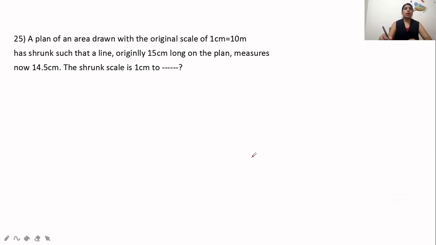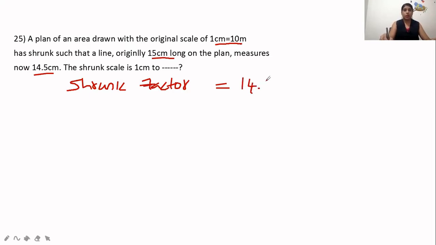Next question: a plan of an area drawn with an original scale 1 centimeter is equal to 10 meter has shrunk, so that a line originally 15 centimeter long on the plan measures now 14.5. I said several times, shrunk factor, just now also we have done that problem. Shrunk factor is the current length, that is 14.5, divided by the original, 15. As it is decimal, we can multiply by 2 and multiply by 2 to remove this decimal. So it will be 29 by 30.